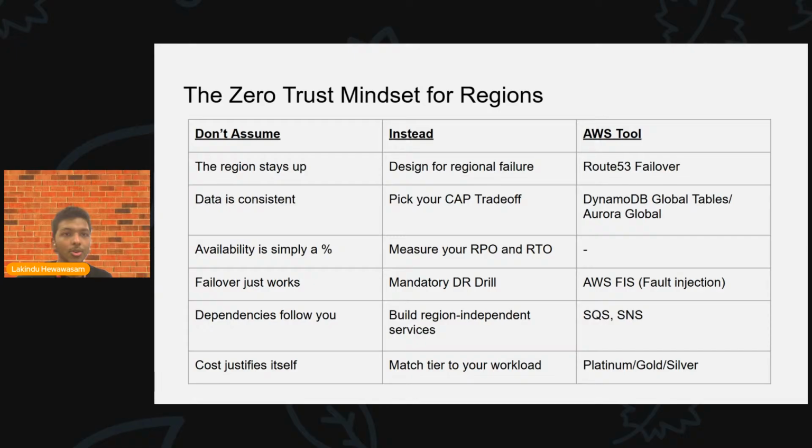So pick your CAP trade-off. That's basically your consistency, availability, and partition tolerance. And good ways to implement this on AWS is if you are using DynamoDB Global Tables or Aurora Global.